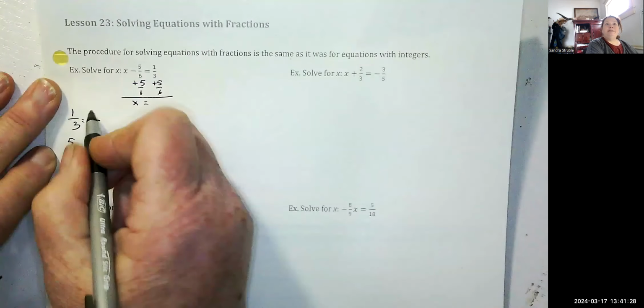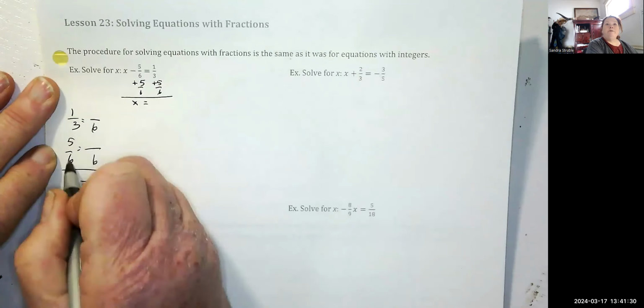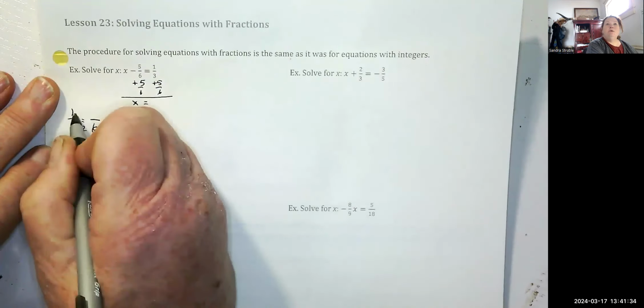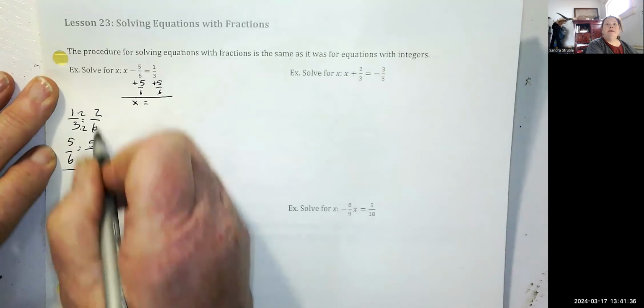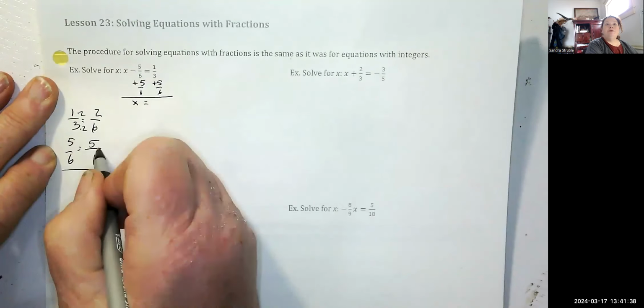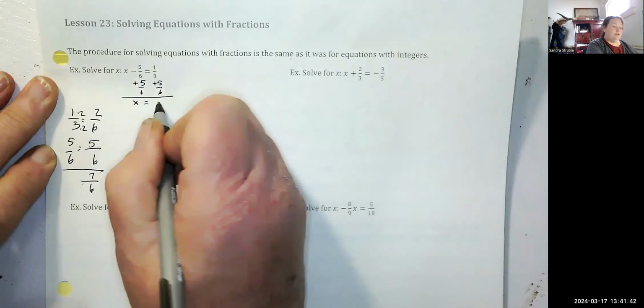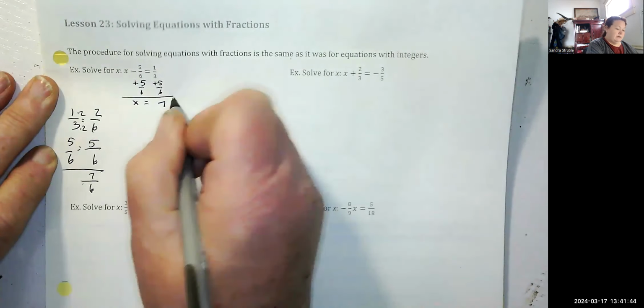Common denominator is going to be 6. So this stays as 5/6. 3 times 2 is 6. 1 times 2 is 2. Add the numerators, 2 plus 5 is 7, and the denominator is 6. So x is equal to 7/6.